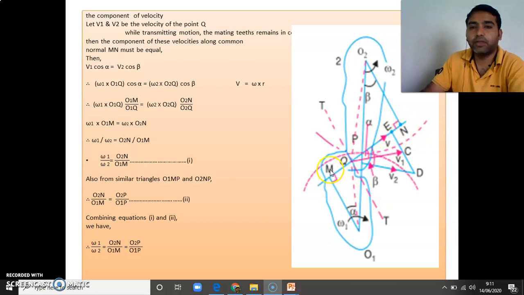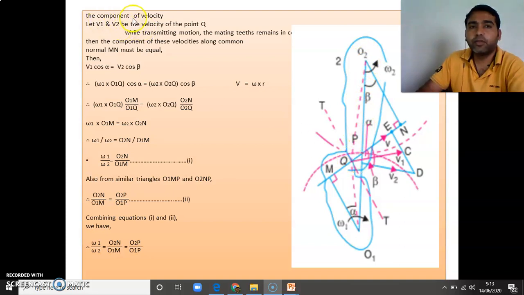Draw a perpendicular line to this common normal MN, connected to O1. Similarly, draw a perpendicular line to the common normal MN, connected to O2. So we get the similar triangles O1MP and O2NP. Then connect O1 and O2. After that, connect O1 and the contact point Q, and similarly O2 and the contact point Q.